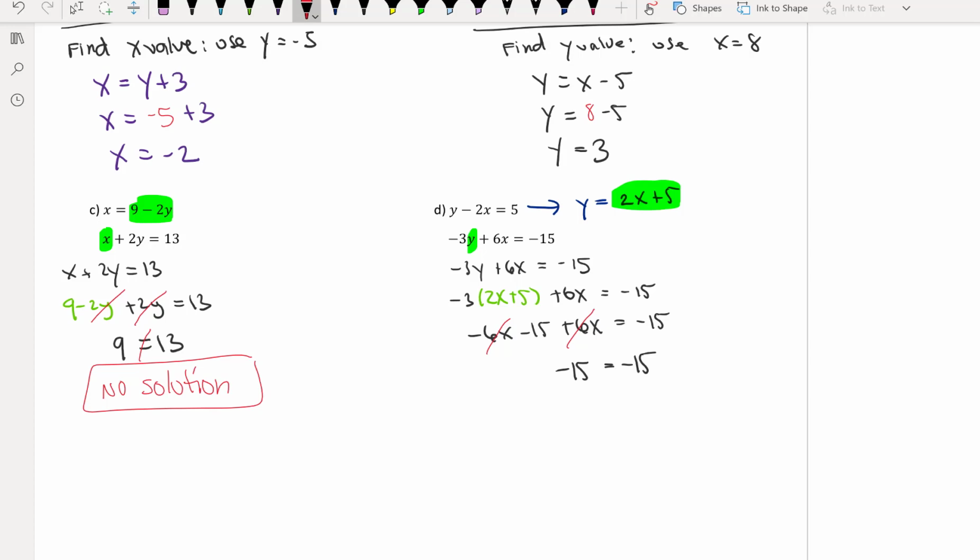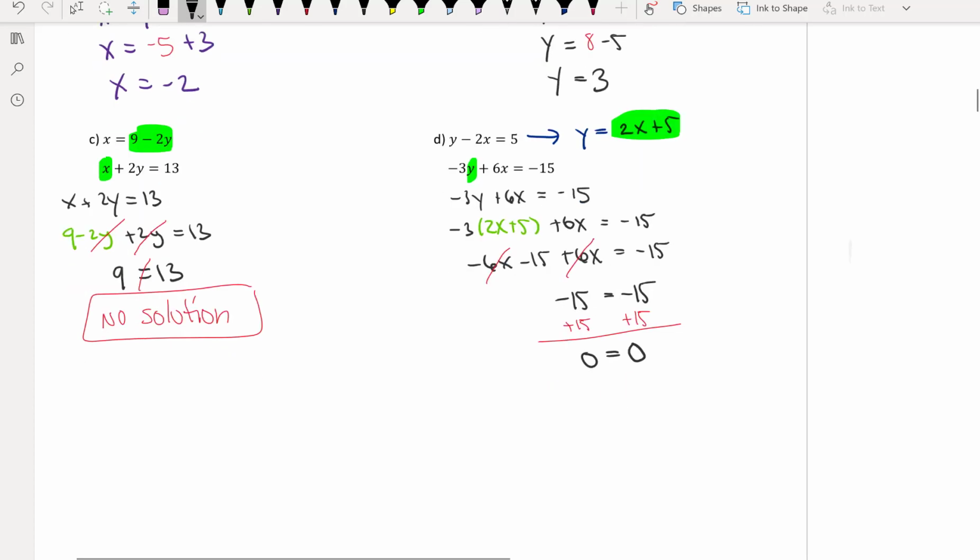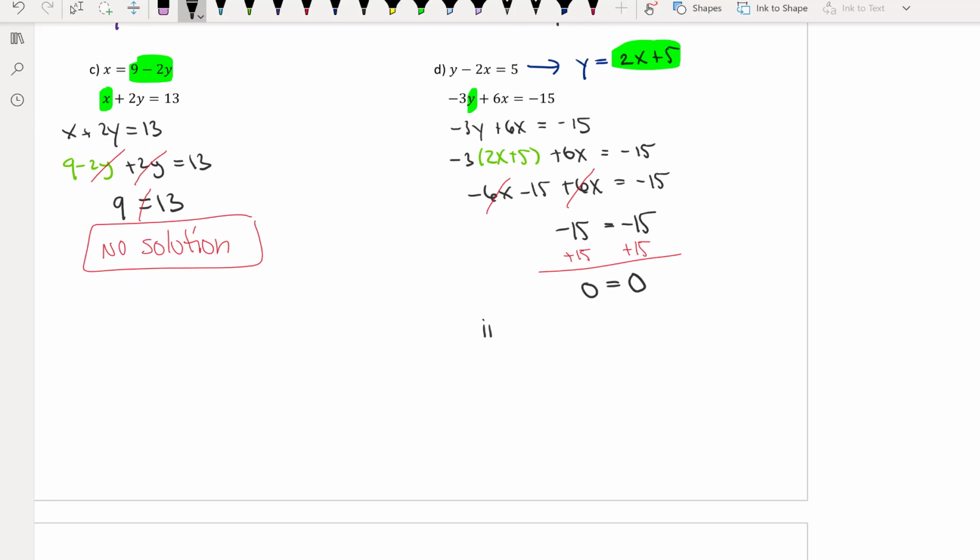And if you can't see it yet, that's fine. You can add 15 to both sides. So that way maybe, hopefully, you can really see that 0 is equal to 0, right? Negative 15 is equal to negative 15. That means both numbers are equal to each other. Just like 0 is equal to 0 means both numbers are equal to each other. So when this happens, you're going to say that there's an infinite amount of solutions.